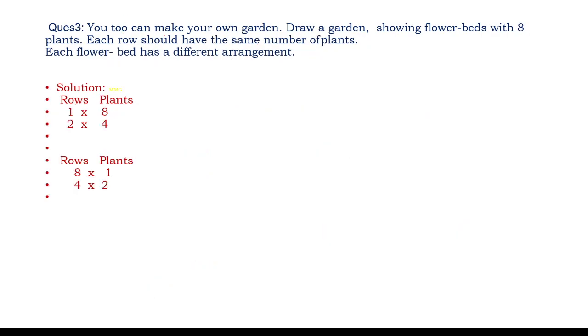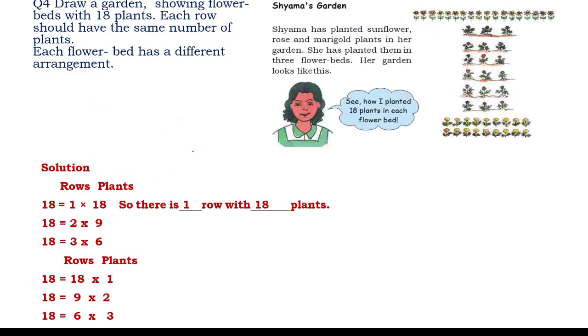Now look here children, you too can make your own garden. Draw a garden showing flower beds with 8 plants. Each row should have the same number of plants, and each flower bed has a different arrangement. Okay, so here I have written the answer. Please go through this. Moving to the next page.